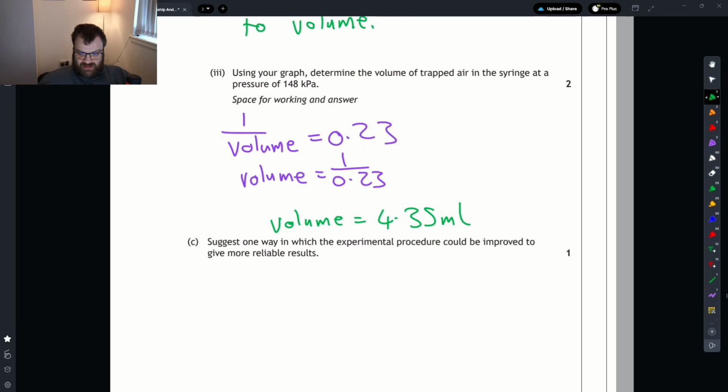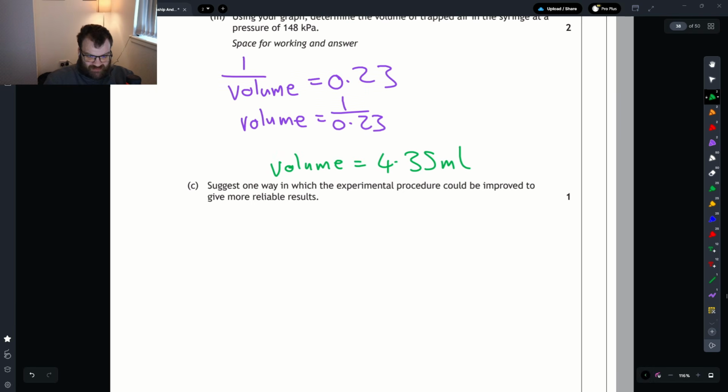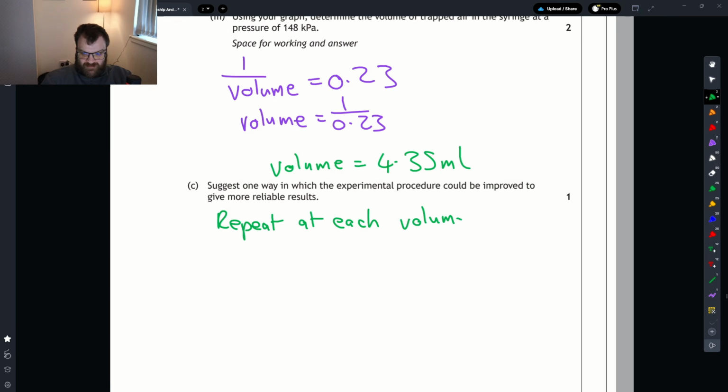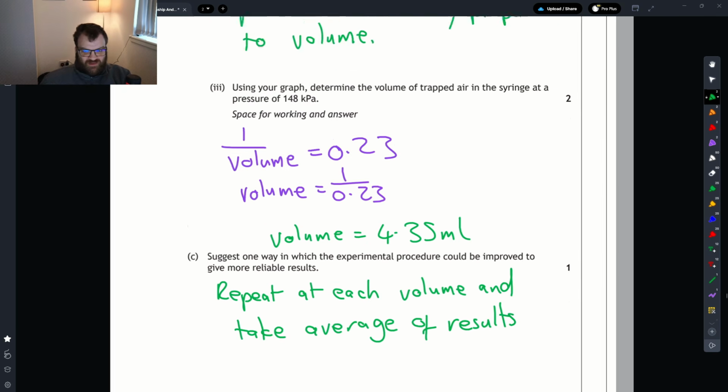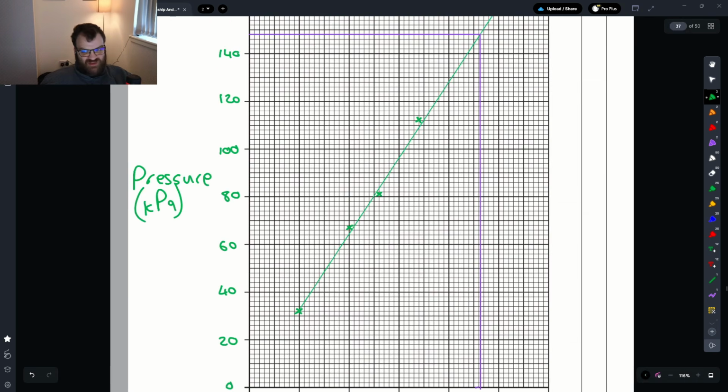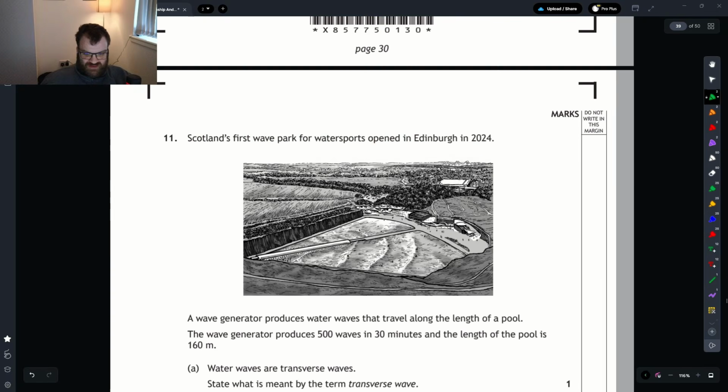Give a way to improve reliability. You could repeat for reliability. So repeat at each volume, and then you take an average. And that means if there were any that were a wee bit off, this would reduce the effect of those.